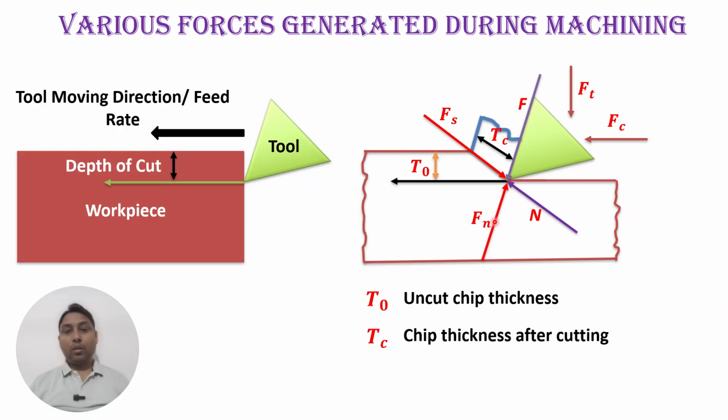Now if you look at all the forces, each and every force is counterbalanced by some other force. If you look at the friction force, it is countered by the normal shear force, and the shear force is countered by the normal force. So this creates the equilibrium condition, and this is very important in machining. If all the forces are not under equilibrium condition, it is not possible to cut the material or stop the vibration.